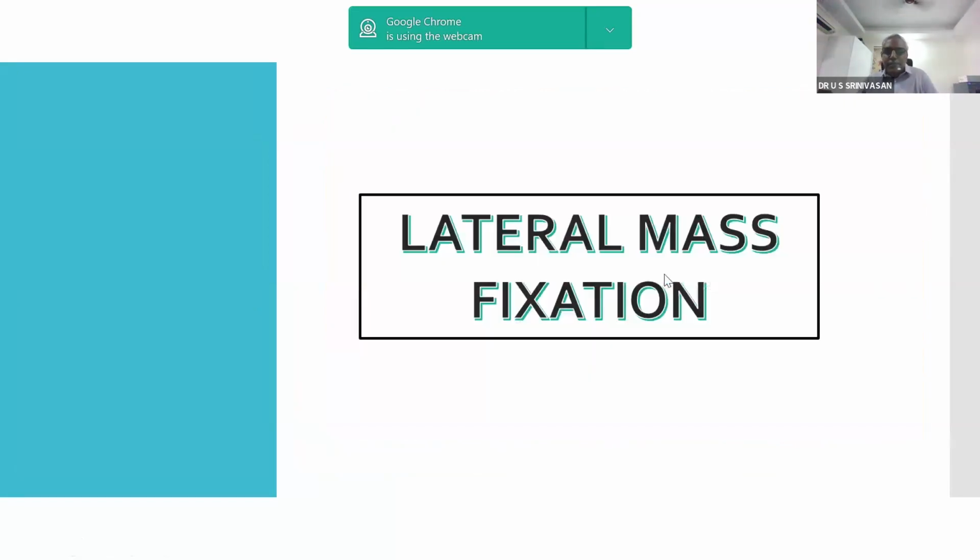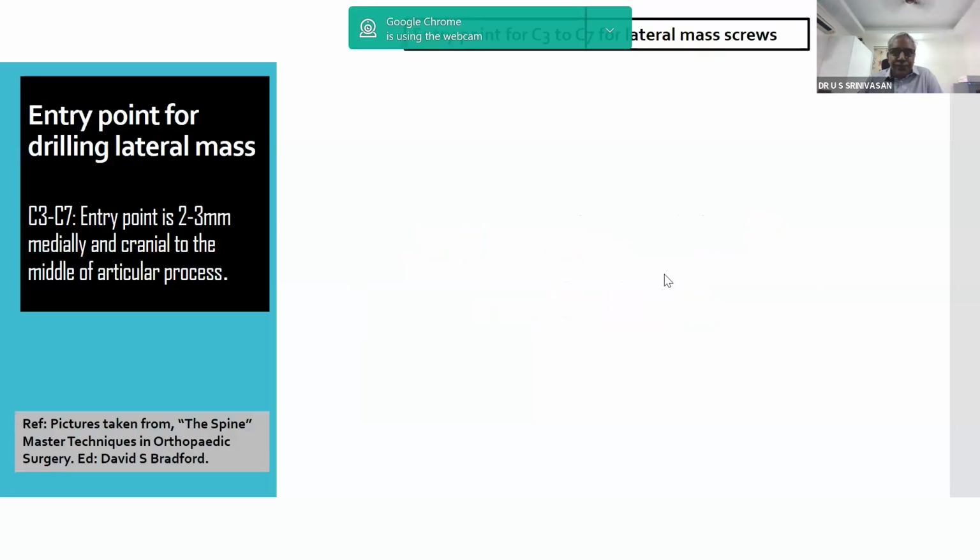Now in this case, as I told you, I had a dilemma whether to go for fixation or not. But since it was os odontoideum, going through the literature, there is instability. I did not take flexion extension views because I was not confident of subjecting a patient with a neurological deficit to them. So I went for a lateral mass fixation.